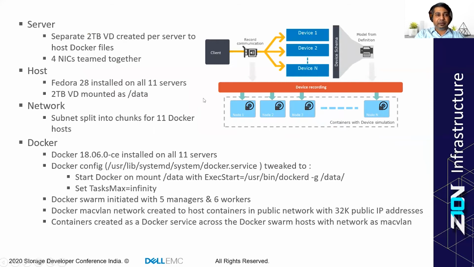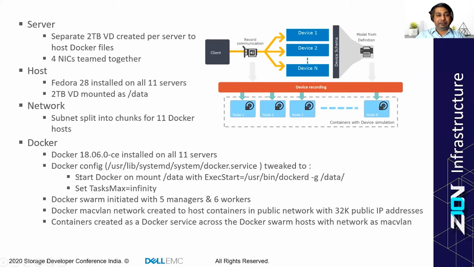A few more details about how we've tried doing it. So as I mentioned, there is a 2 TB VD that we've created, which is hosting all the Docker files, and that's being mounted onto each of the hosts, so that on the fly we pick files from those and then be able to cater to each and every simulation requirement. And these could be unique. We've tried to create a big subnet split between these 11 Docker hosts so that I can have specific IPs assigned to each and every container that is created on these specific nodes.